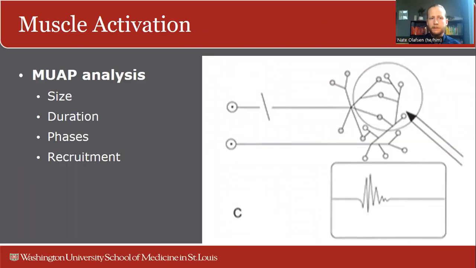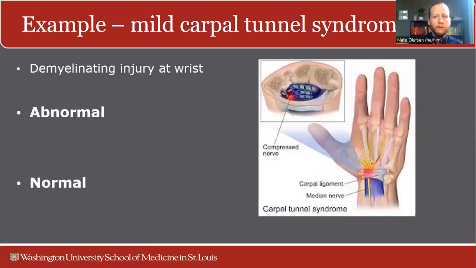Okay, the characteristic, the size, the length, the height, etc., and the recruitment of motor units can all indicate certain types of abnormalities. Let's dive now a little bit into clinical scenarios.